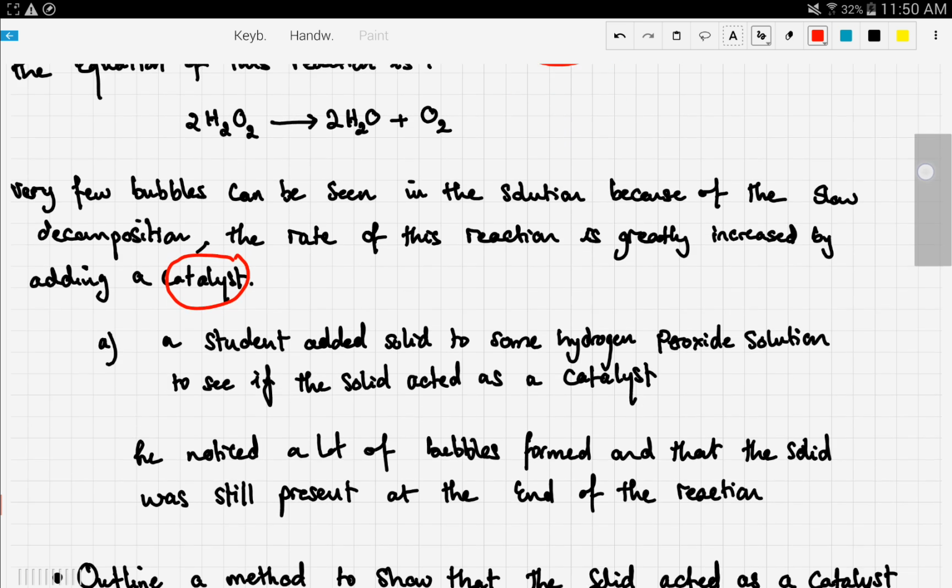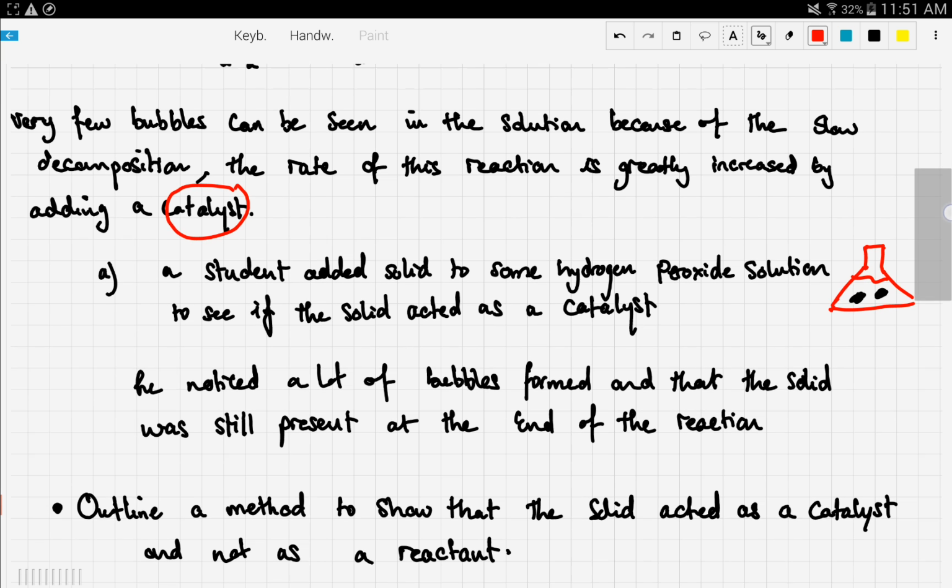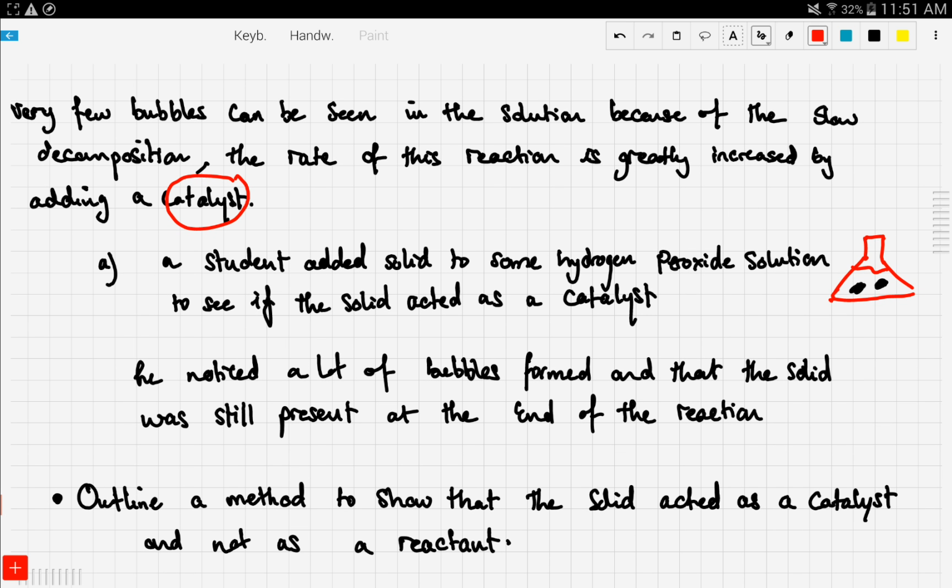Then he says a student added solid to some hydrogen peroxide solution to see if the solid acted as a catalyst. So this student has a solution like this of hydrogen peroxide, and he added a solid catalyst, like this, the black dots I put here. So he noticed a lot of bubbles formed and that the solid was still present at the end of the reaction.